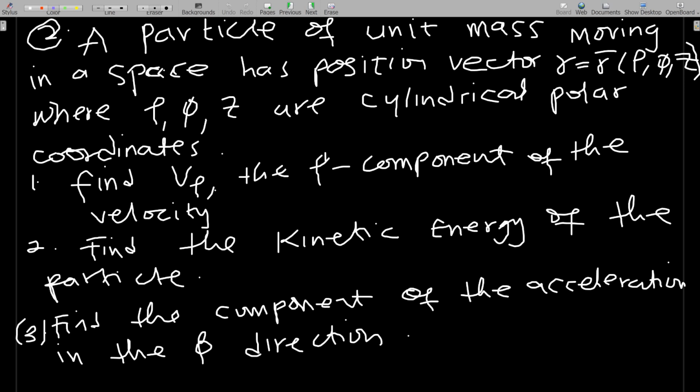vector r being equal to r of rho, phi, z, where phi, rho, and z are cylindrical polar coordinates.